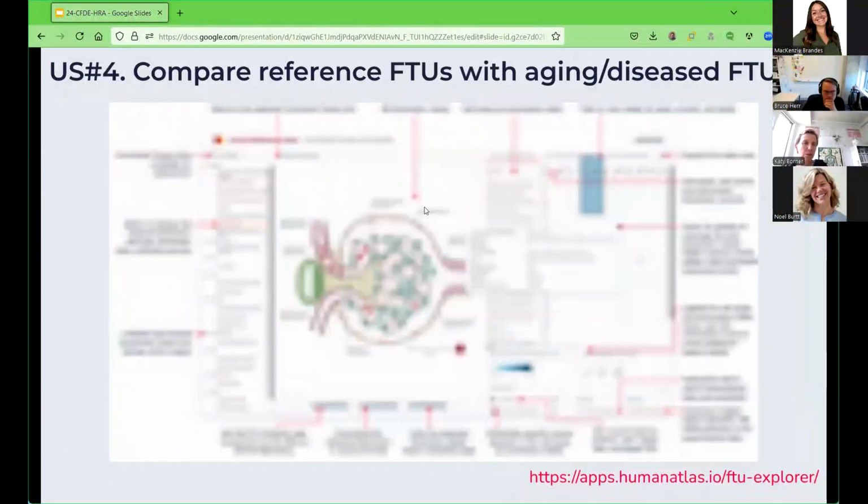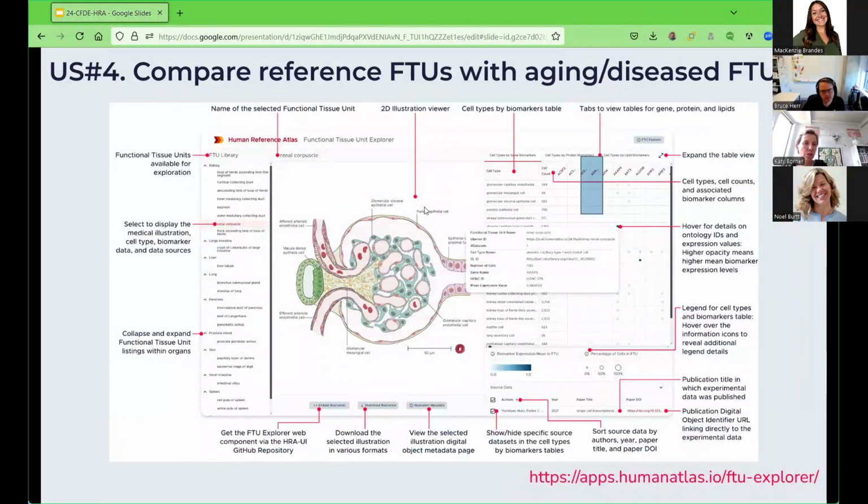On the next slide, you see that zoomed into the functional tissue unit explorer. And here it's relevant at the functional tissue unit level, not at an anatomical structure or organ level. And that's really relevant for understanding what happens to these functional tissue units as we age, as BMI grows, as disease comes in. And I think there are a number of really interesting applications for that here.